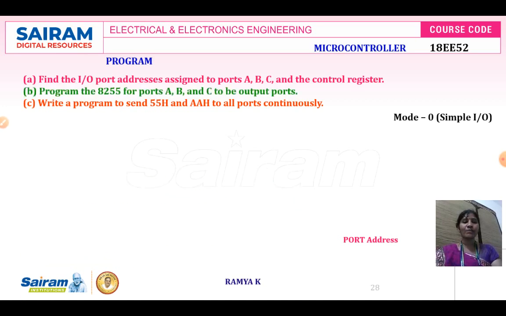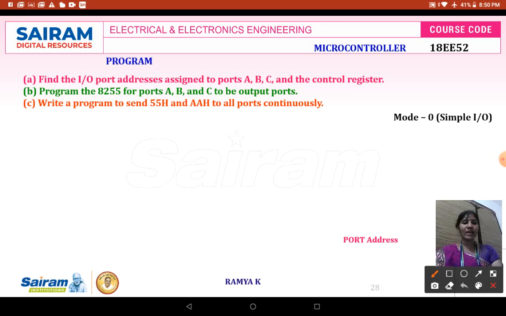Mode 0, simple IO mode. Simple IO mode means port A, port B and port C can either be used as an input port or as an output port. But in the second line, what they have given is that you need to configure port A, port B and port C as output ports.